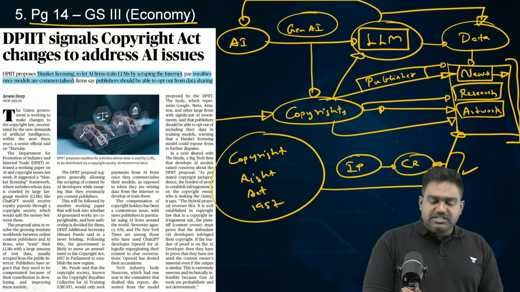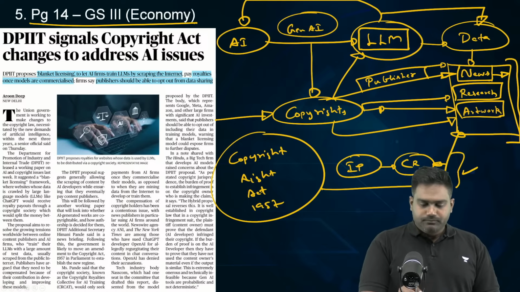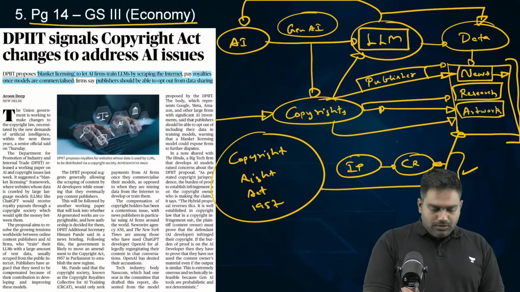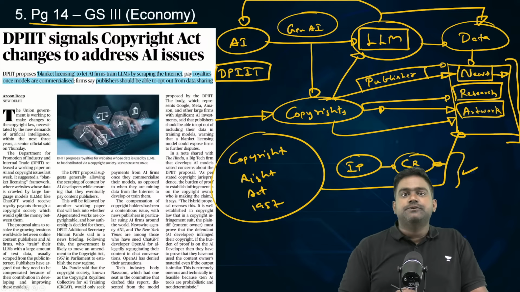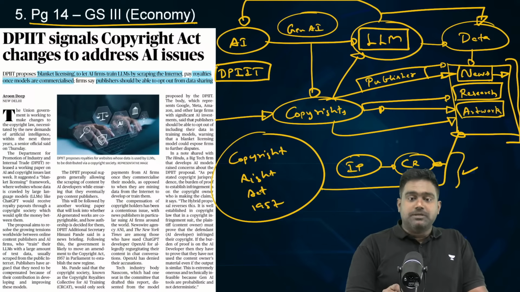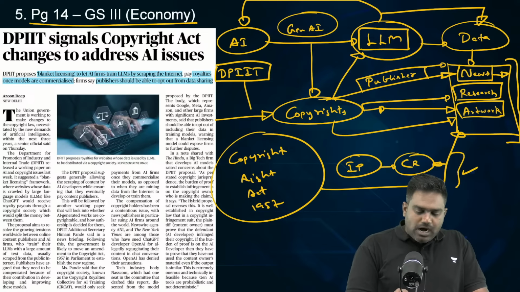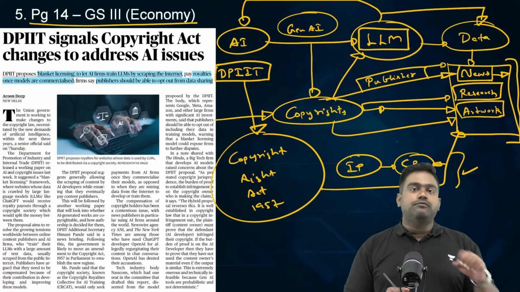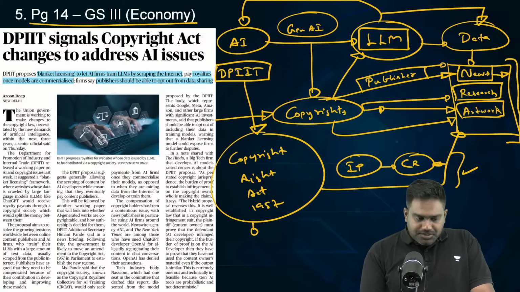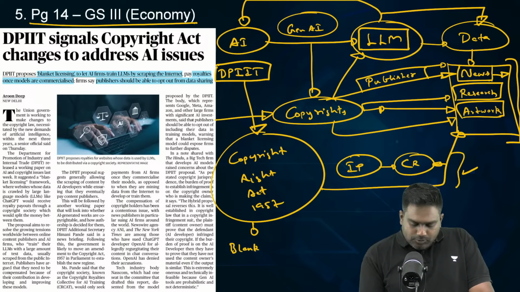So the Indian government is looking to solve this problem. The Department for Promotion of Industry and Internal Trade, the DPIIT, a critical department in the Ministry of Commerce, has come out with a proposal. The proposal is to amend the copyright law, to bring an amendment to the Copyright Act of 1957 and introduce the concept of blanket licensing.